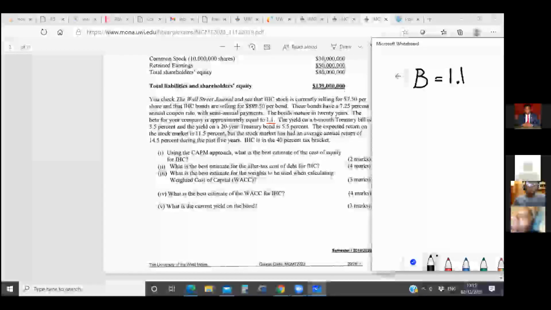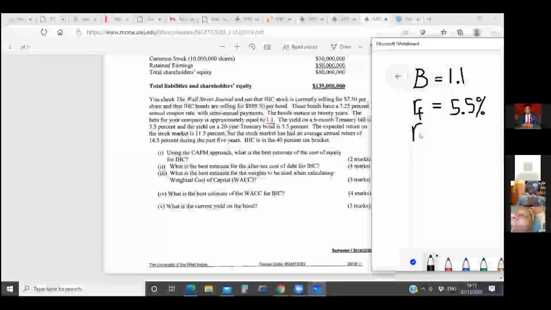Now, just how do we do that? Let's look back on the whiteboard. So let's write that down. Our beta is 1.1. Now, this is a question, which one is our risk-free rate? Should we choose the 5.5% from the 20-year treasury bond or the 3.5% from the 6-month treasury bill? Any suggestions?